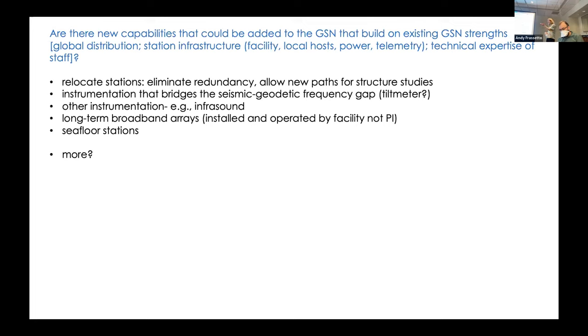Long-term broadband arrays, which Ben mentioned, these are arrays that would be installed and operated by the facility, not by PIs. They don't have to be permanent, but they would be longer term and they'd be operated more in a mode like the transportable array was operated. Seafloor stations. There's a good case to be made for all of these things. Other ideas?